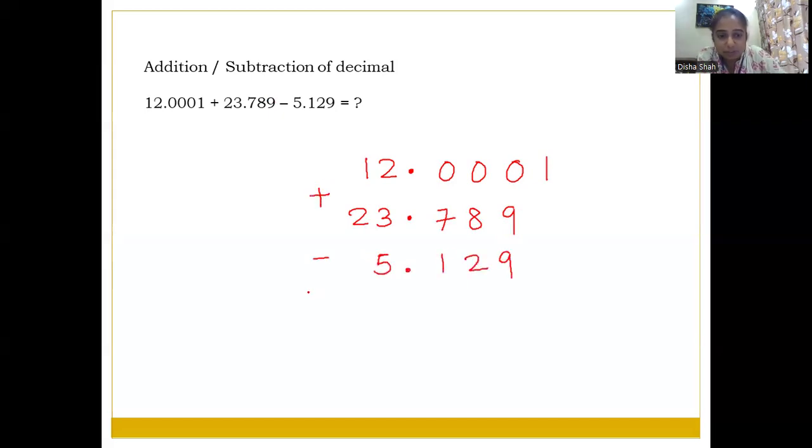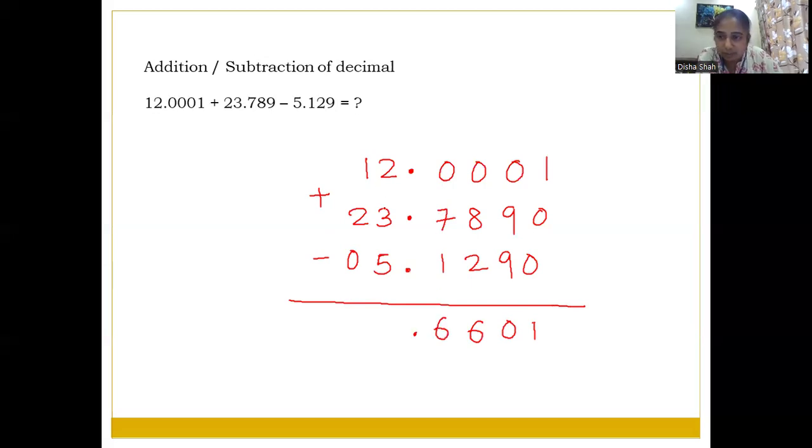ठीक है. Initially there is plus, then there is minus. Nothing is here, it means that here we can write 0. Here also I can write 0. ठीक है. प्लस करना है, माइनस करना है, हम प्लस माइनस दोनों चीज साथ में करेंगे. So it is 1 plus 0 minus 0, that is 1 itself. 0 plus 9 minus 9, 0. 0 plus 8 minus 2, 6. 0 plus 7 minus 1, 6. 2 plus 3, 5. 5 minus 5, 0. 1 plus 2, 3. So answer is 30.6601.